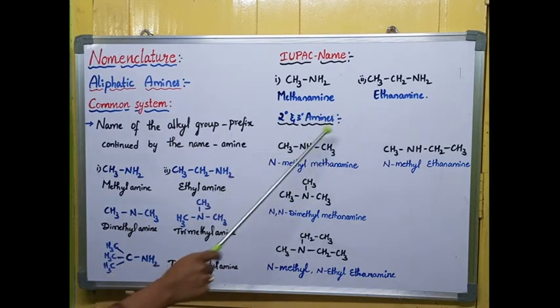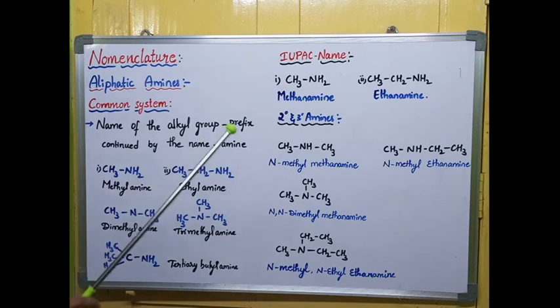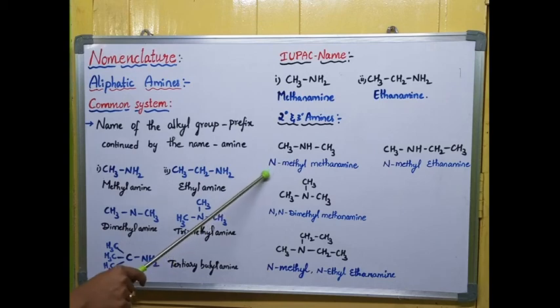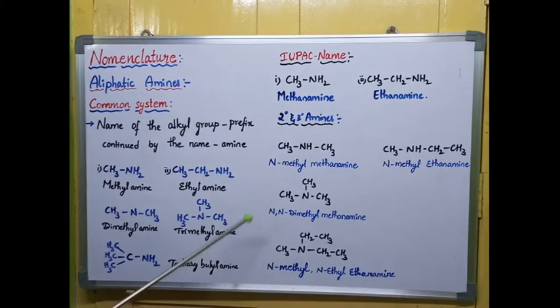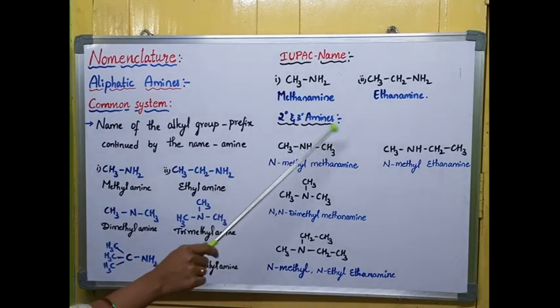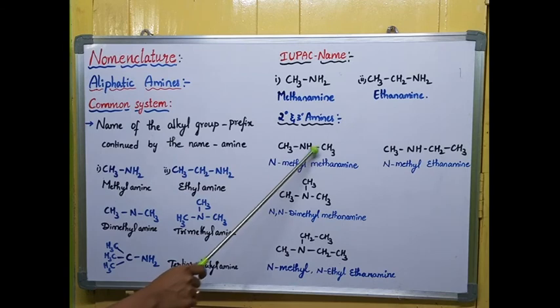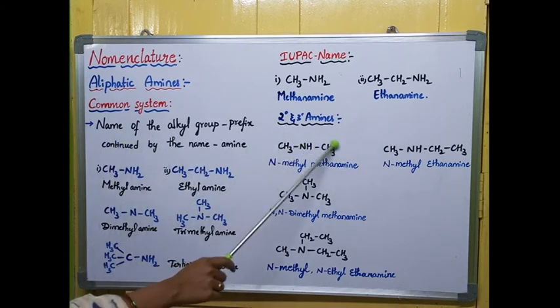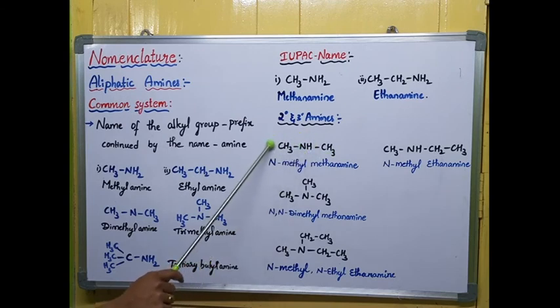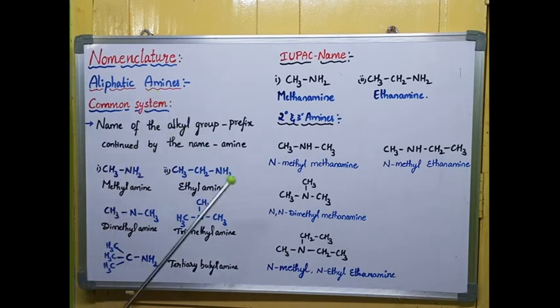So next, secondary and tertiary amines. While writing secondary and tertiary amines, you should write N in front of the particular name. So here see NH, CH3, CH3. To N, both CH3s are attached. So N-methyl methanamine. This is actually methanamine, and to methanamine one more CH3 is attached. So N-methyl methanamine. In the case of secondary and tertiary amines, we will use N as a prefix.